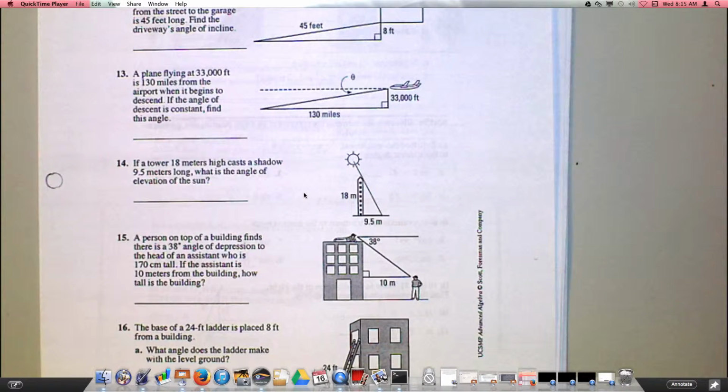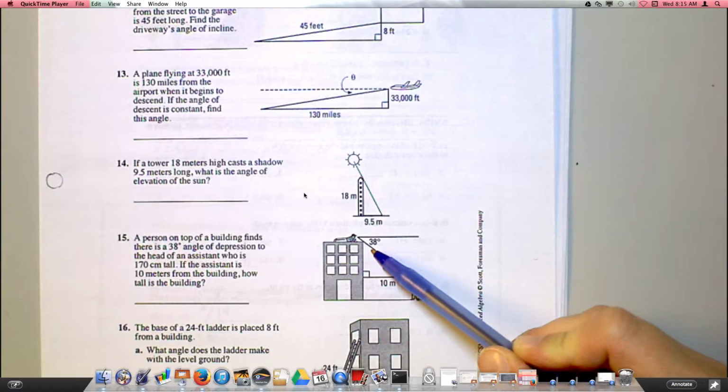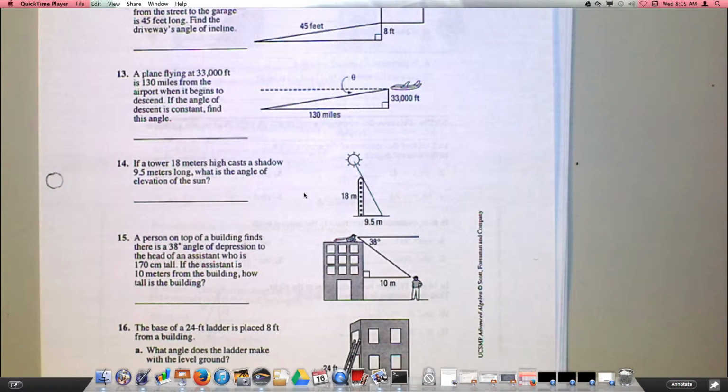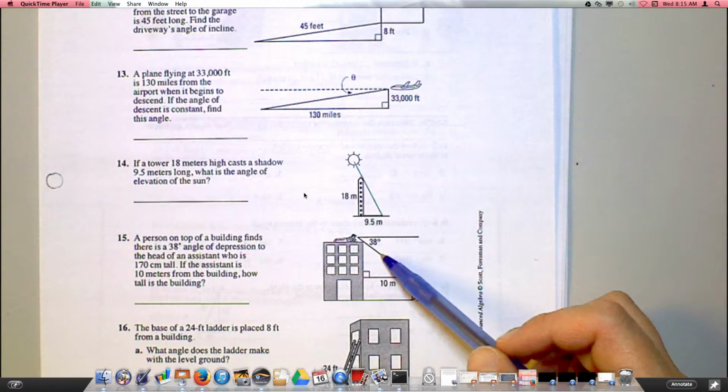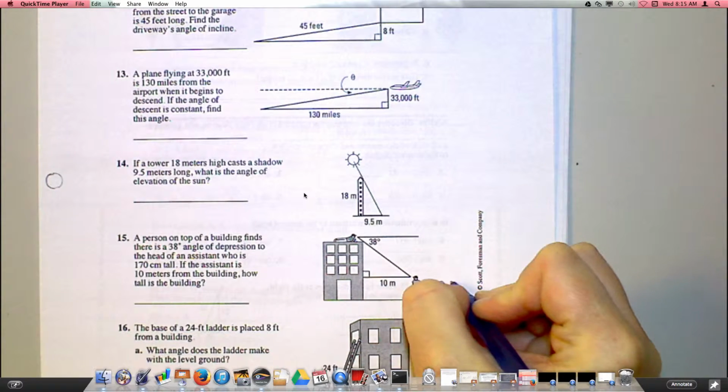Building finds there is a 38-degree angle of depression to the head of the assistant, who is 170 centimeters tall. So there's your angle of depression. Remember, angle of depression is always measured from a horizontal line. It's like if you were looking straight ahead and you turned your head down. That's your angle of depression. The assistant is 170 centimeters tall.